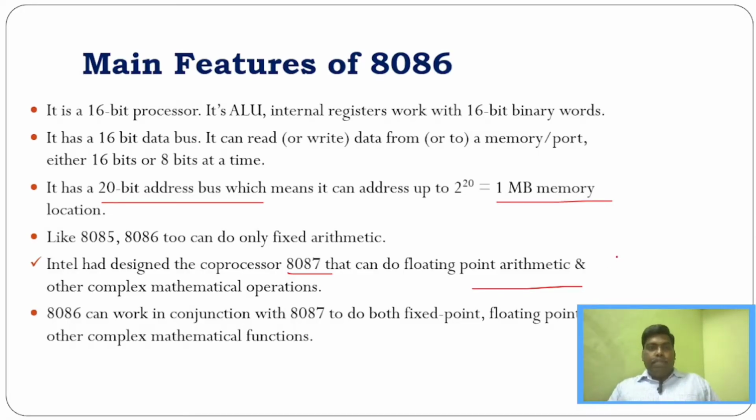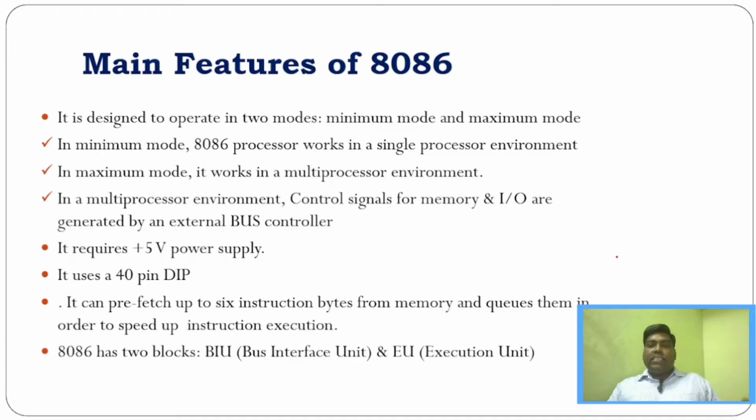Another very important concept in 8086 is that it supports 2 different modes, minimum mode and maximum mode. While explaining the architecture and pin diagram, I'll explain minimum mode and maximum mode in detail. In minimum mode, it will act as a single processor, whereas in maximum mode, it can be integrated with other processors so that it works in a multiprocessor environment.